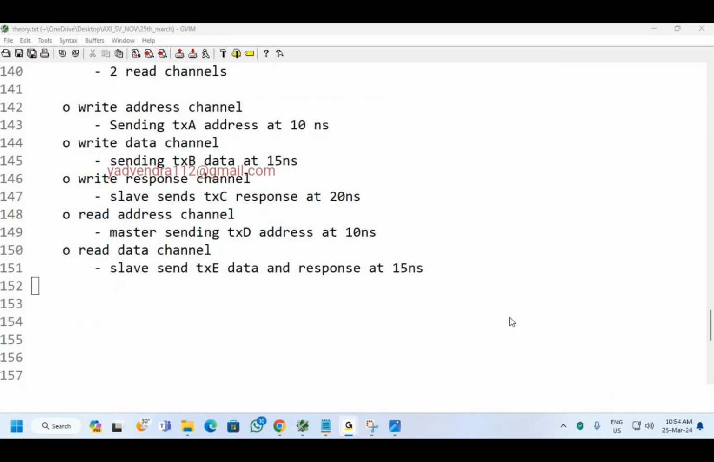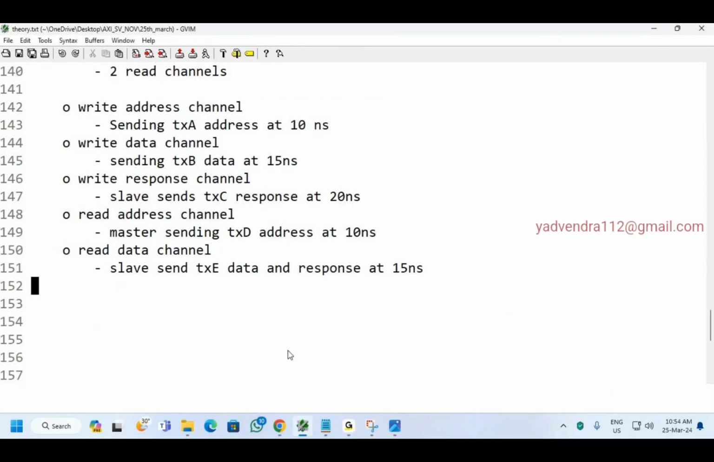Without this multi-channel concept, AXI would be of no use. If AXI still had a single channel, then we wouldn't need to learn all these things. So multi-channel support brings a lot more advantages in the AXI. Each channel has individual signals, so based on the signals, that channel will drive the respective data. Based on the data, the slave will respond.